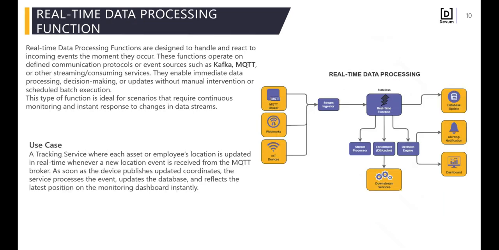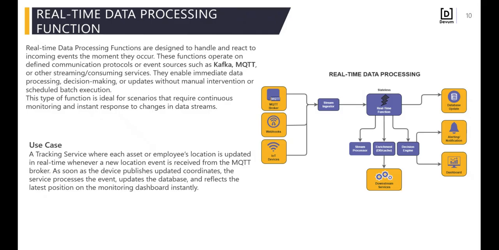Real-time data processing functions. Real-time data processing functions allow Devum to react to events the moment they happen. Instead of waiting for scheduled jobs or manual triggers, these functions continuously listen to event sources like Kafka, MQTT brokers, or IoT device streams. As soon as new data arrives, the system processes it instantly, whether that means updating the database, triggering alerts, making decisions, or pushing information to dashboards.